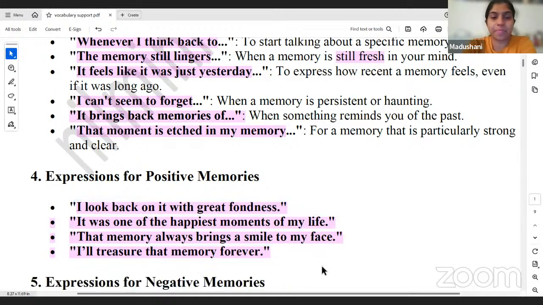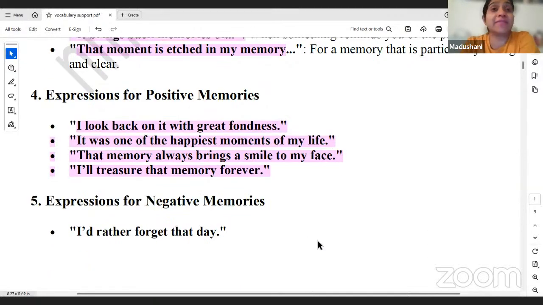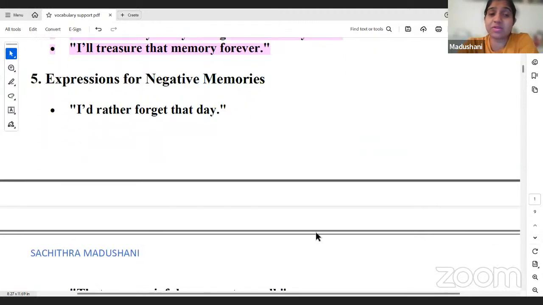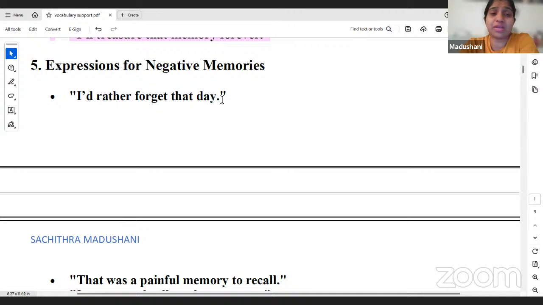Okay. And if it is a negative memory, it's not always positive memories we have, but sometimes, yes, we do have negative memories. So I'd rather forget that day.